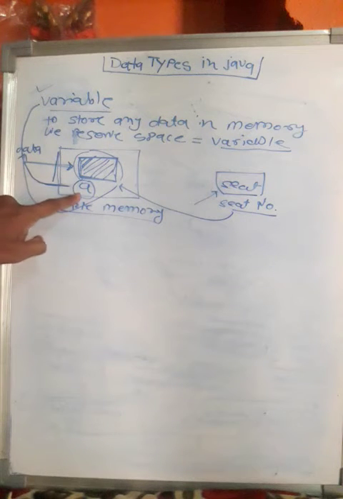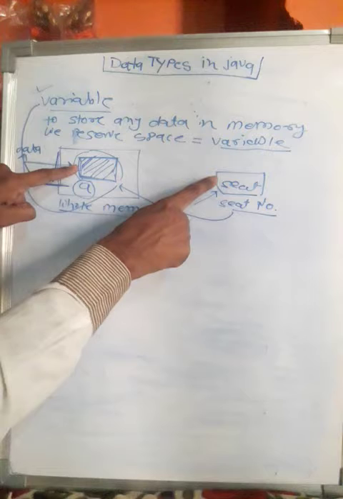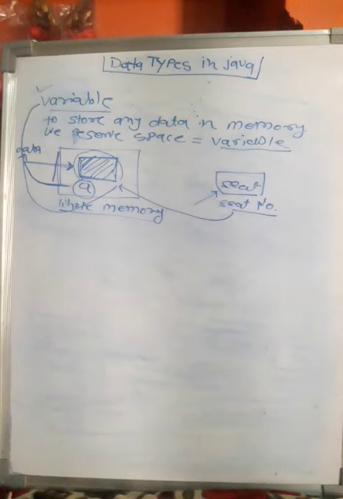So what is the definition of a variable? A variable is a name given to a memory location to store a specific value. This is called a variable.